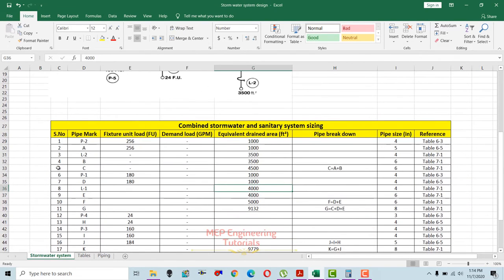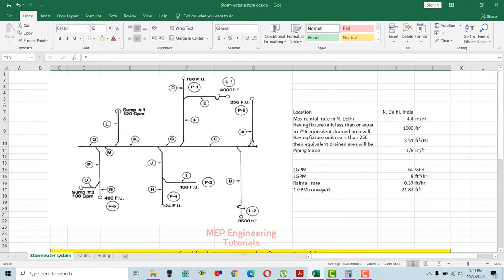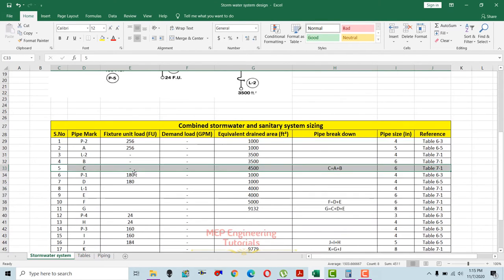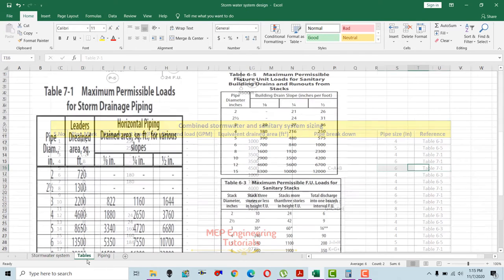So total now here is 4500 fixture units. It is a combined system for stormwater and sanitary system. So we're going to use Table 7-1 to do the pipe sizing at point C, or section C. So C section, 4500 square feet, use Table 7-1 again.